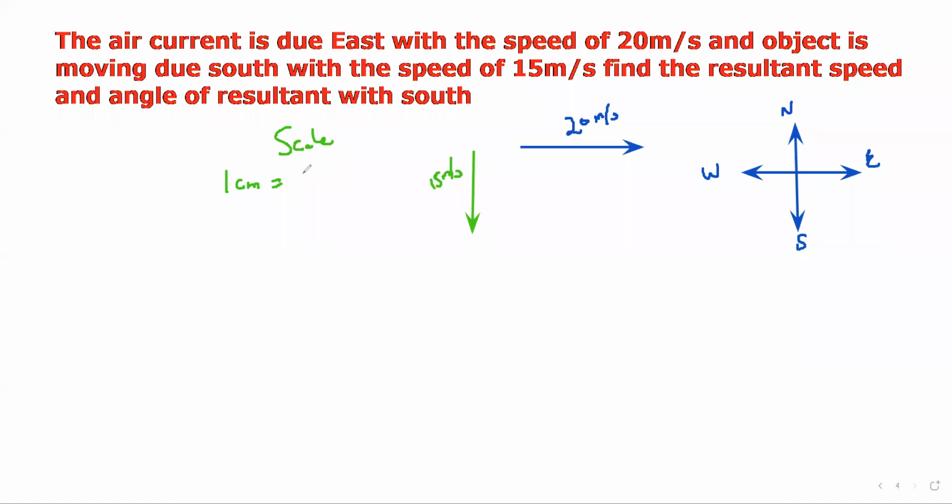So 1 centimeter is 5 meter per second. Yeah, that can be good. So if 1 centimeter is 5 meter per second, then 15 meter per second will be equal to 3 centimeter, and 20 meter per second will be equal to 4 centimeter.